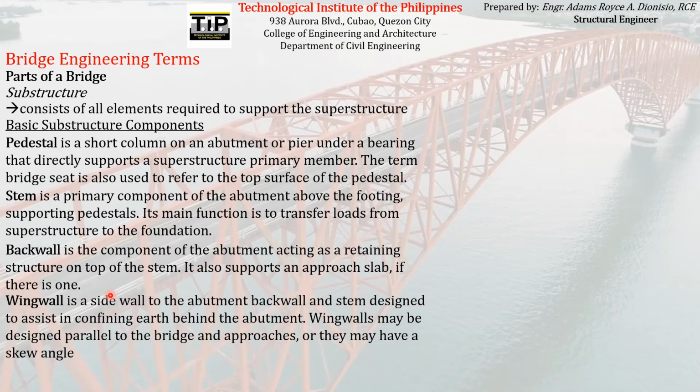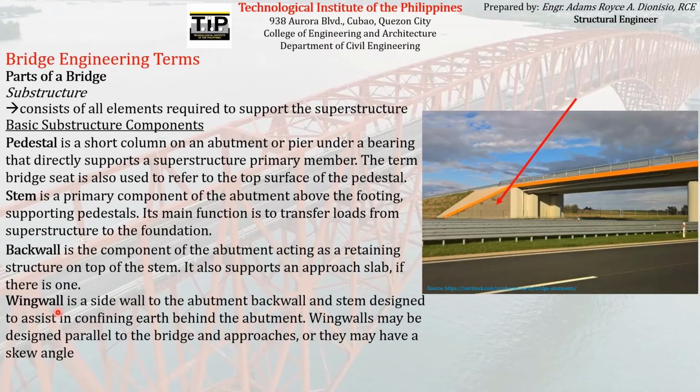Another component of a substructure is what we call the wing wall. The wing wall looks something like this. So this is the wing wall. If you can see here on the figure, the wing wall looks like a wing. This is the triangular shape here. A wing wall is a side wall to the abutment back wall and stem, designed to assist in confining earth behind the abutment. Wing walls may be designed parallel to the bridge and approaches, or they may have a skew angle, just like this. The wing wall that we have here on this photo is constructed with a skew angle.